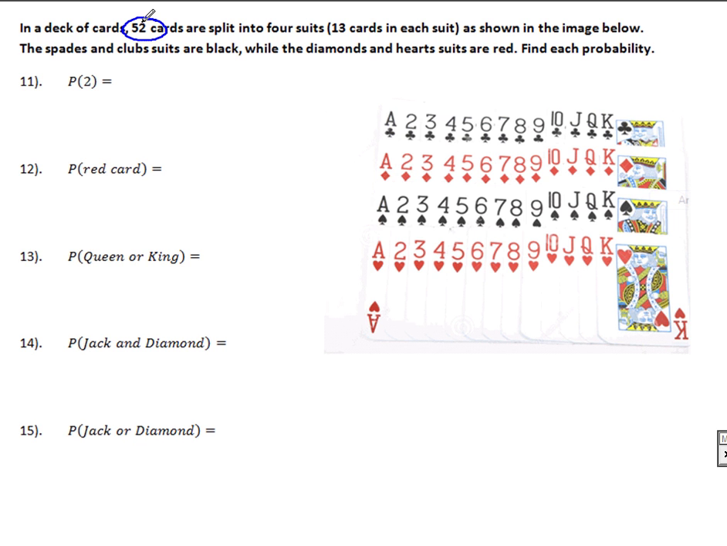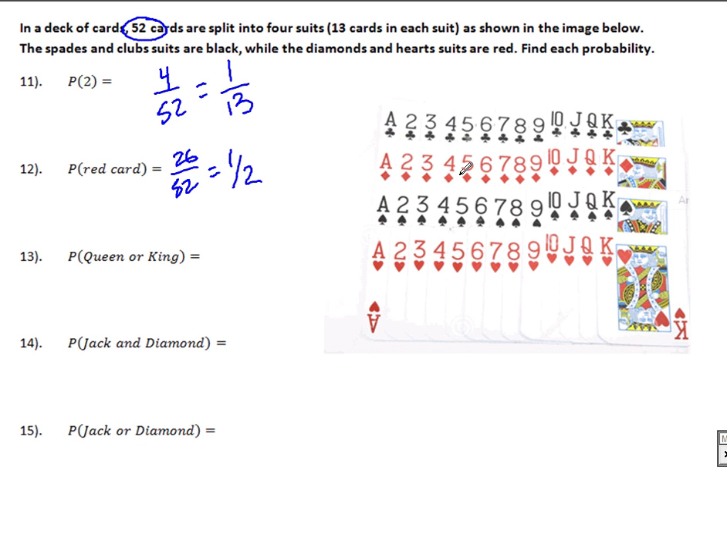So first, the probability of getting a 2. Here are my 2s. There are 1, 2, 3, 4 of them. So 4 out of my 52, which would reduce to 1 out of 13, which would make sense, 1 out of the 13 cards that are shared by each suit. 12, the probability of a red card. Well, the diamonds are red and the hearts are red, so both of those will count. There's 26 of them out of 52 total, so 1 out of 2 when I reduce. Or look at it as, okay, there's 4 suits, 2 of the suits are red. That's 2 out of 4, which also is 1/2.